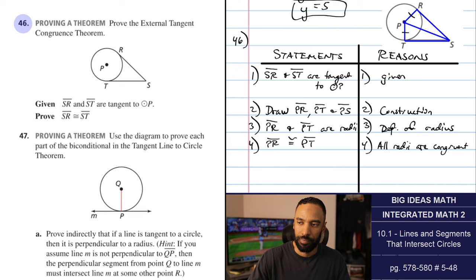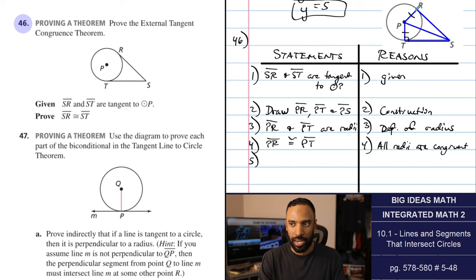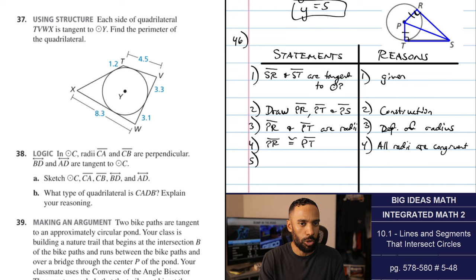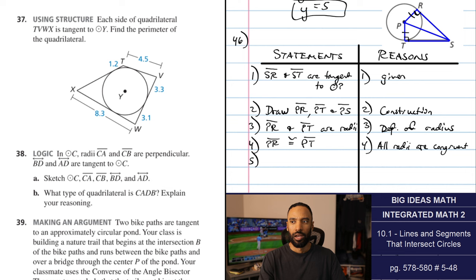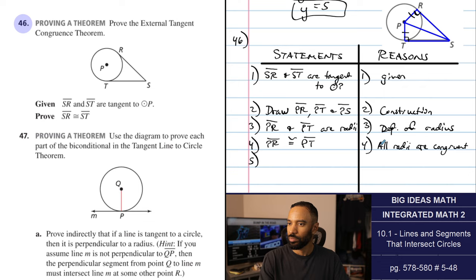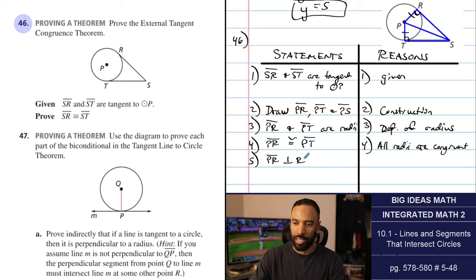Now, knowing that they're radii, I don't know the name of this theorem, but the ones where the radius intersects with the tangent line at 90 degree angle. I want to say that those are perpendicular to each other. Let me find out what that one's called. I'm going to go back. Sorry, it's going to look a little wonky. It's called the tangent line to circle theorem. And they talk about them being perpendicular. So in the tangent line to circle theorem, angle R and angle T are right angle, not right angles, not yet. PR is perpendicular to RS, and PT is perpendicular to PTS.